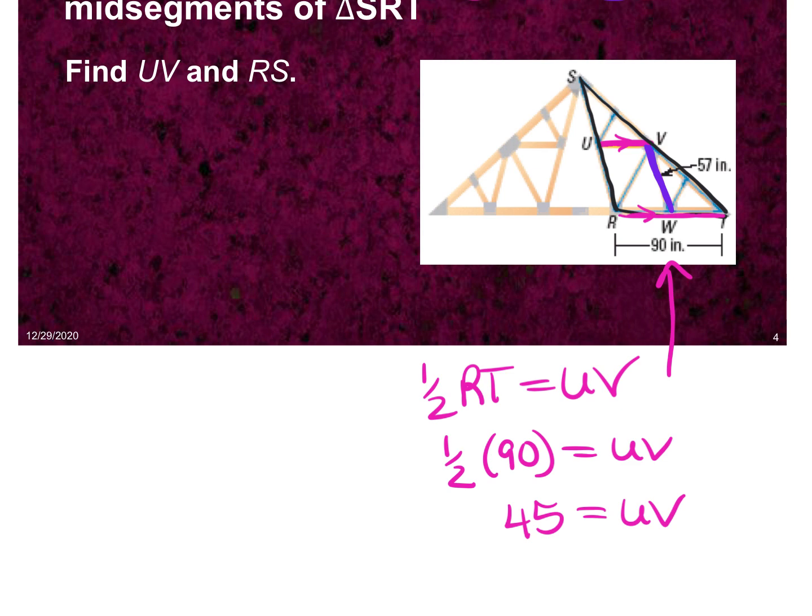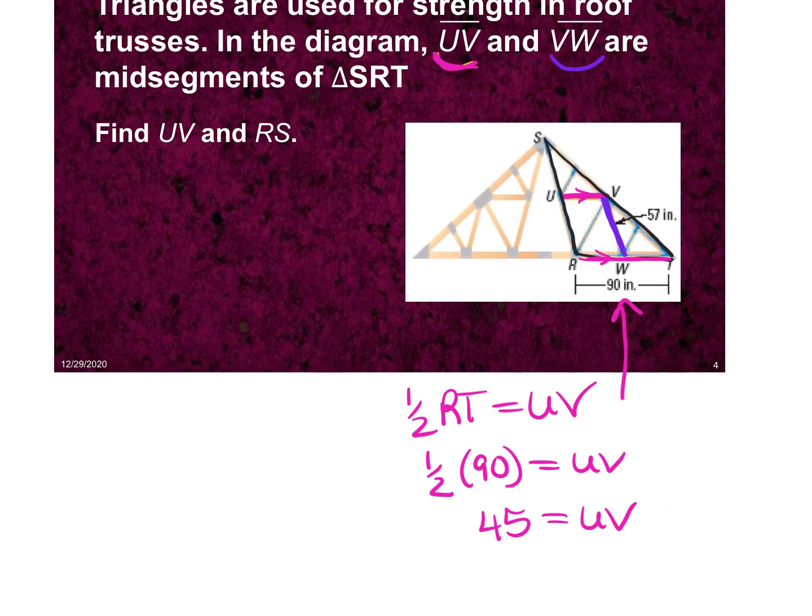Now, when you go to name these midsegments, the order of the letters doesn't matter. You could also call it VU. But that's the first question they wanted me to find the answer for, the length of UV. Next, we need to work on finding RS.